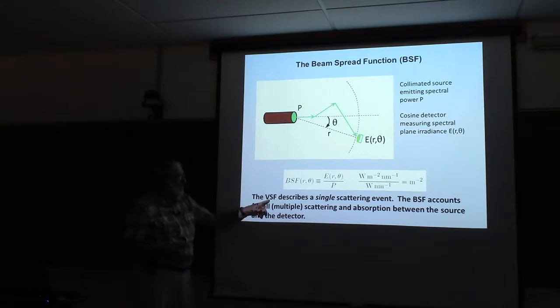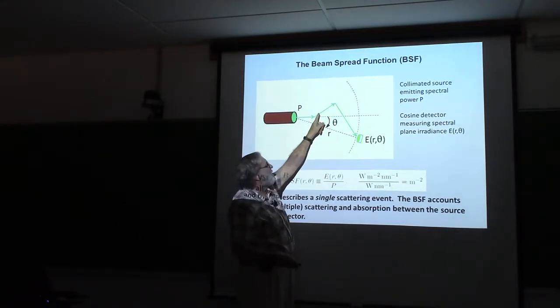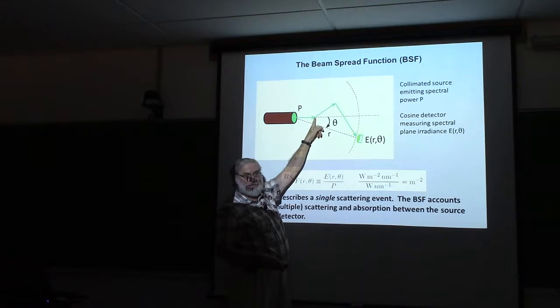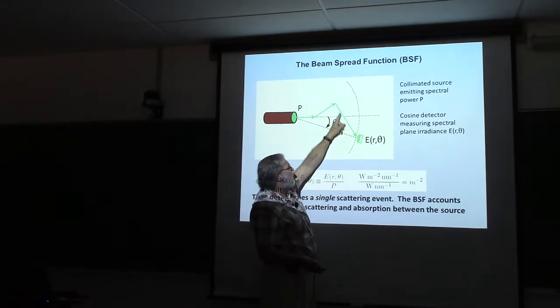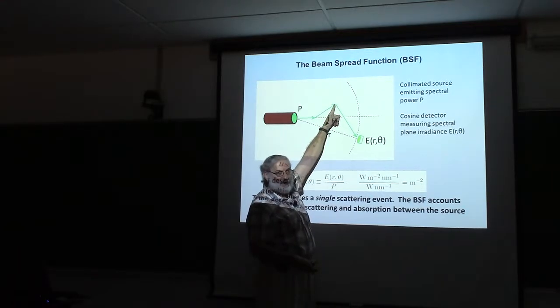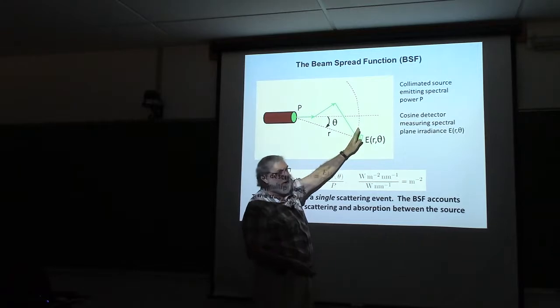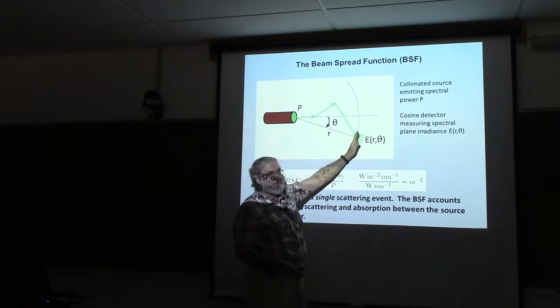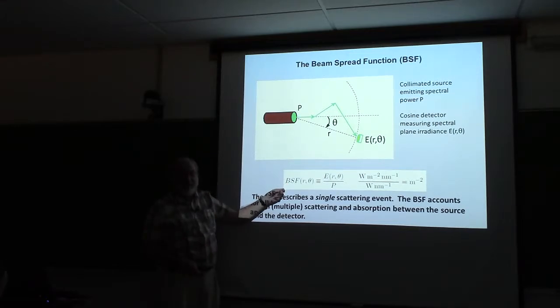Now remember, the volume scattering function describes each single scattering event. So it comes along here, hits a particle, scatters. That interaction is described by the volume scattering function. Comes up here, hits another particle, scatters again. That interaction is described by the volume scattering function. But then the cumulative effect of all those scatterings and whatever absorption there is is described by the beam spread function.